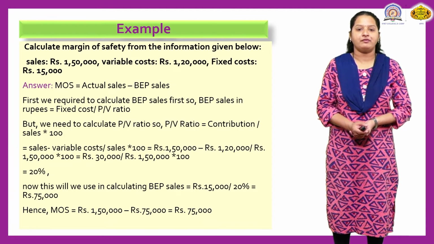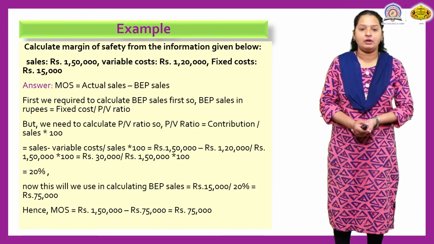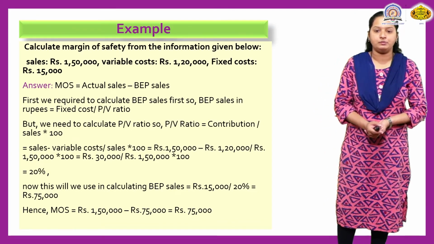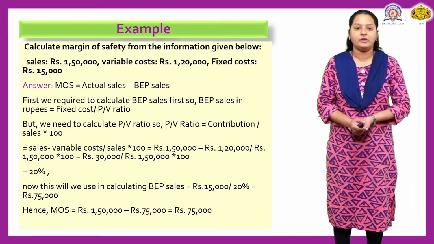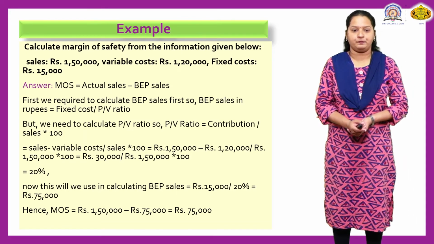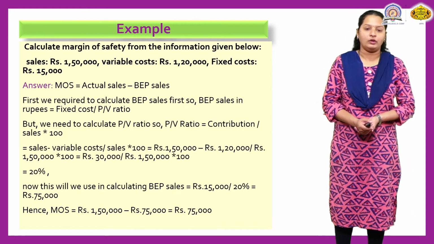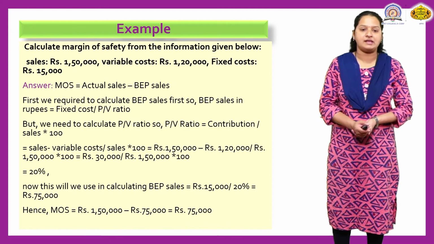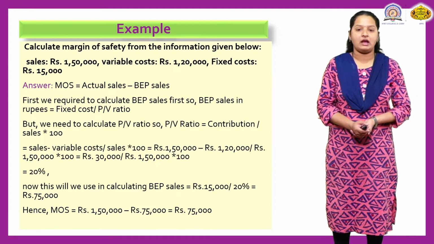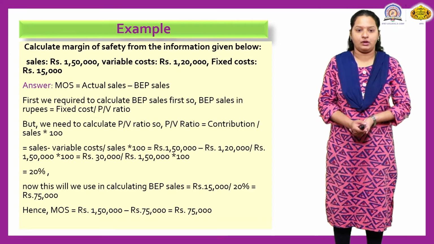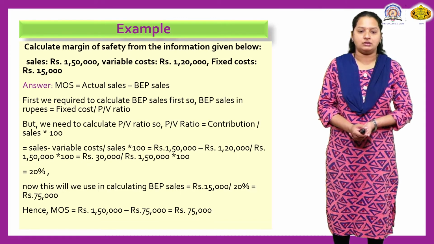Sales rupees 1,50,000, variable cost rupees 1,20,000, fixed cost rupees 15,000. So, calculate margin of safety by having sales, variable cost and fixed cost. Let us start with the answer.